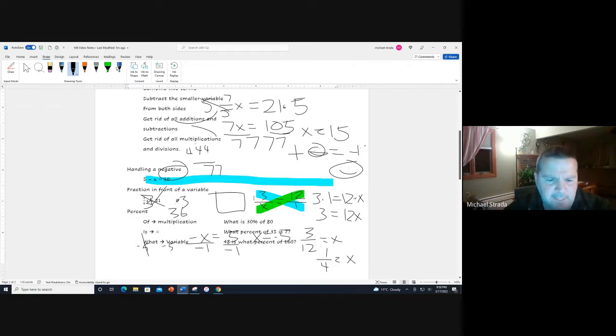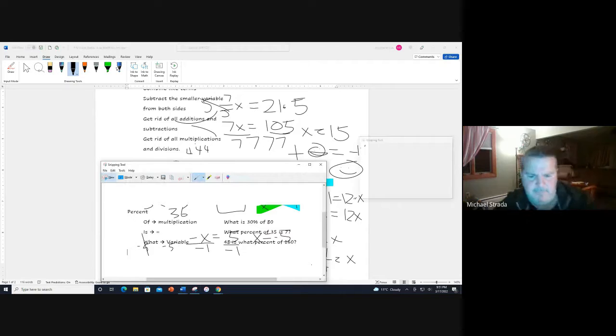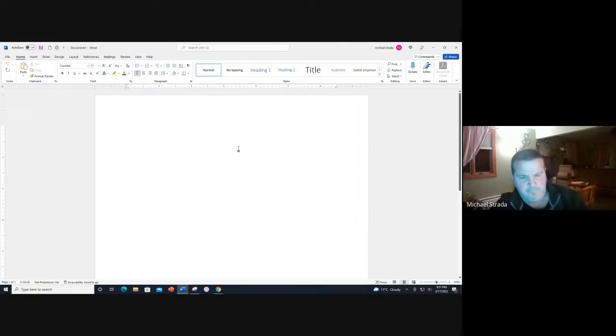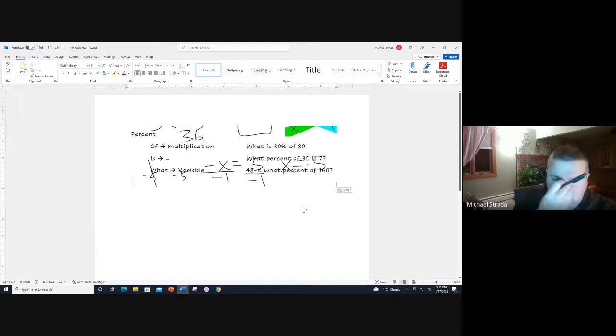All right, last up, I'm going to talk about percent. When we talk about percent, whenever you see the word of, it means multiplication. Whenever you see the word is, it's equals. And whenever you see the term what, it is a variable.